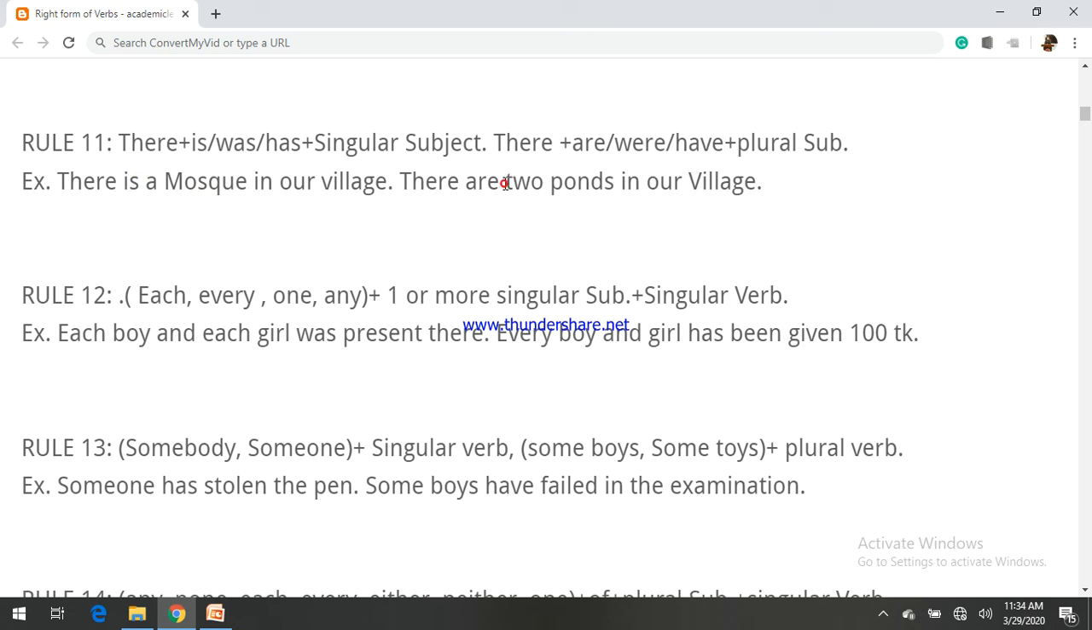Again, let's see the second sentence: two ponds. That's why there are. Are as an auxiliary verb.